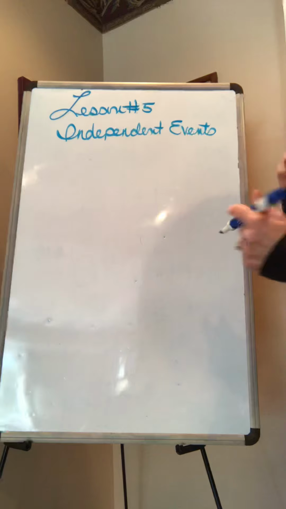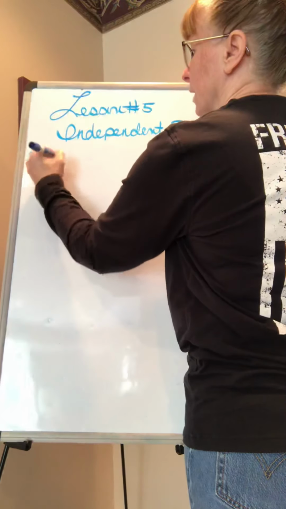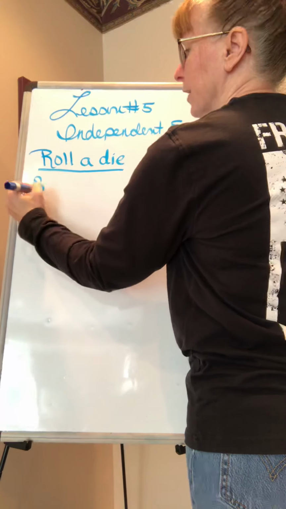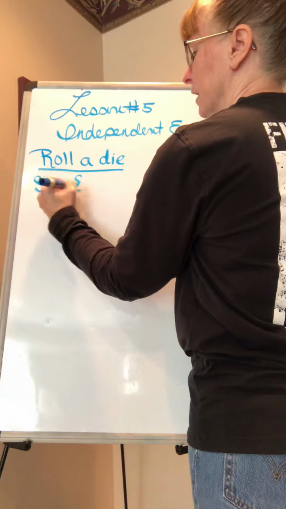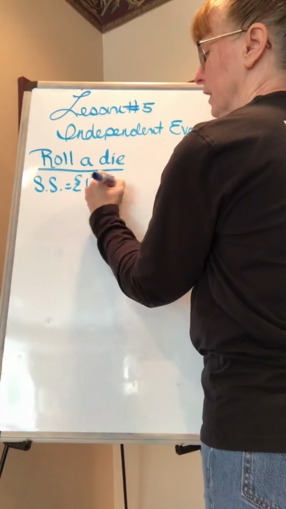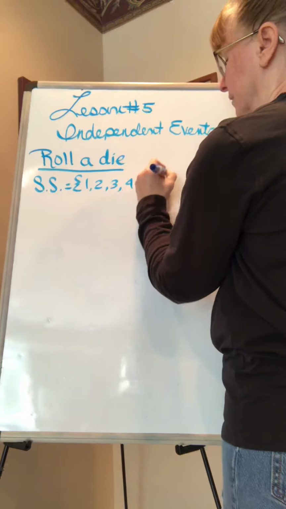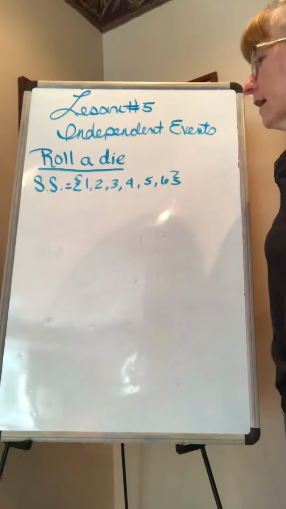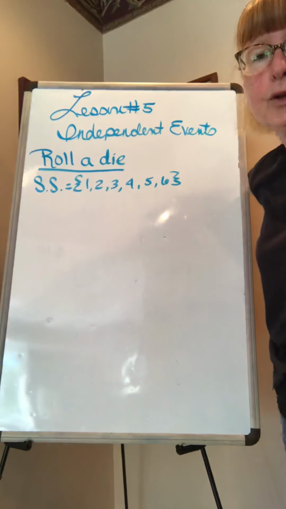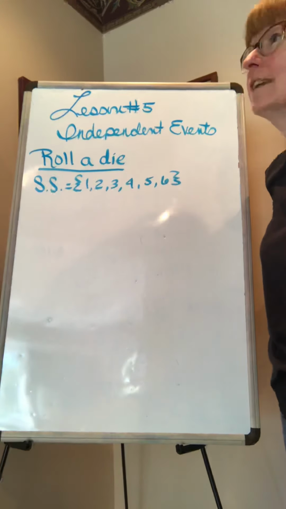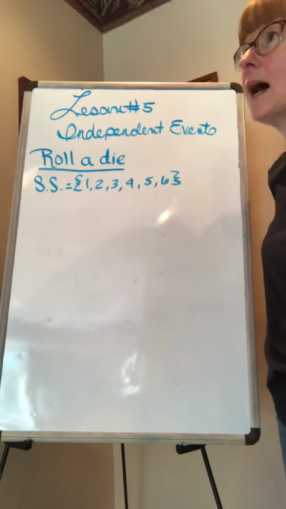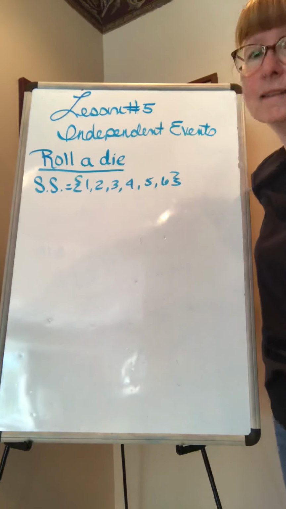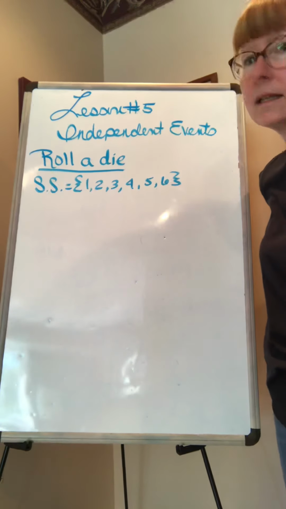Let's talk about rolling a die. Now, when you roll a die, your sample space can only be 1, 2, 3, 4, 5, or 6. Unless you roll a different type of die, but you're rolling a regular 6-sided die. That's your sample space. Now, no amount of blowing on it, shaking it up, shaking it down, shaking it behind your back is really going to influence what the number is that you get. It's an inanimate object. It is completely independent.